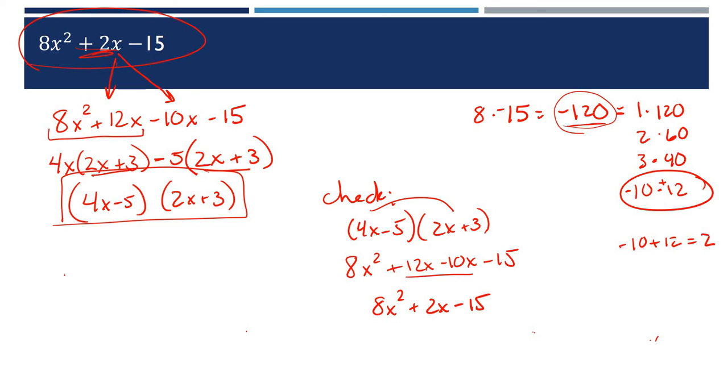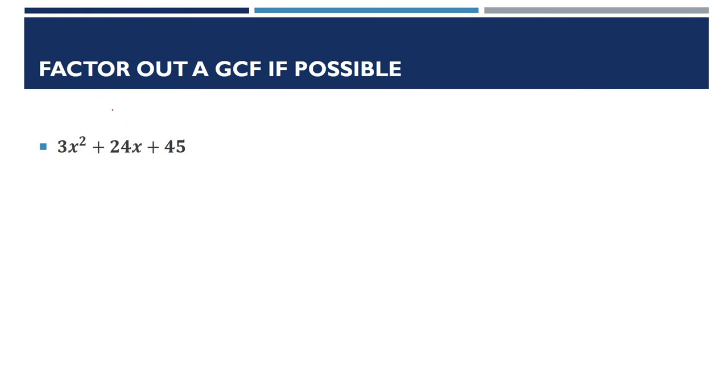Okay, so it's a little bit of a new process, but we're going to do some practice on some of them. There's a few other things we want to look at. Sometimes when I start with really big numbers, I can factor out a GCF and make it simpler. So when I look at these three terms, I think I can factor out a common factor of 3. So that leaves me x squared plus 8x plus 15.